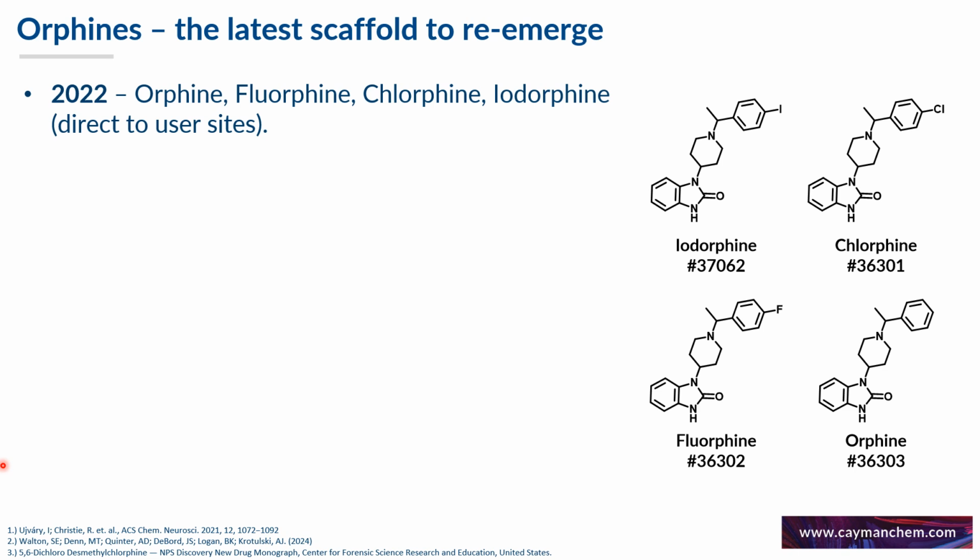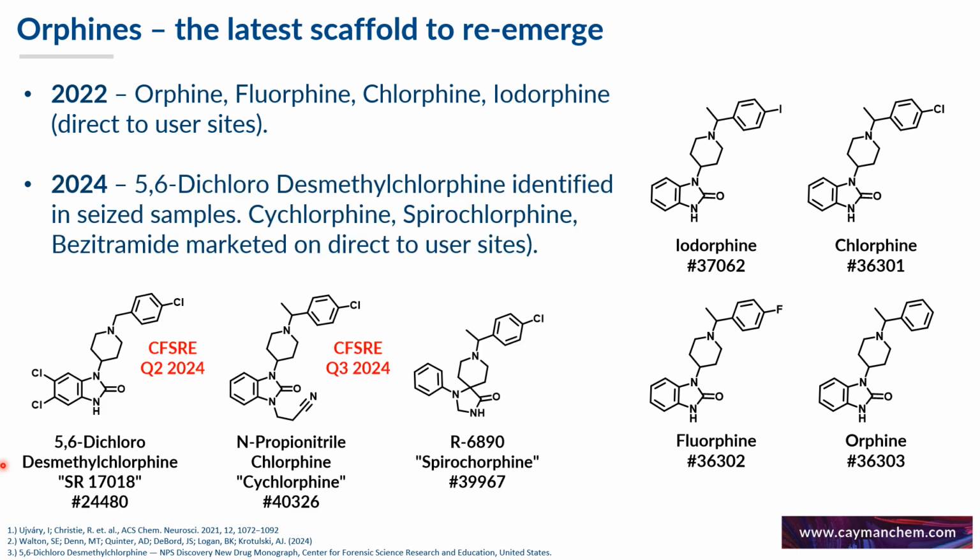Now, another compound that was in the 2018 medicinal chemistry paper, SR17018, was also found for sale on direct-to-user sites and was first identified in a sample by the CFSRE in May of 2024. Cychlorophene, another analog, was found for sale on direct-to-user sites in January of 2024, with the CFSRE reporting one case in Q3 of that year.